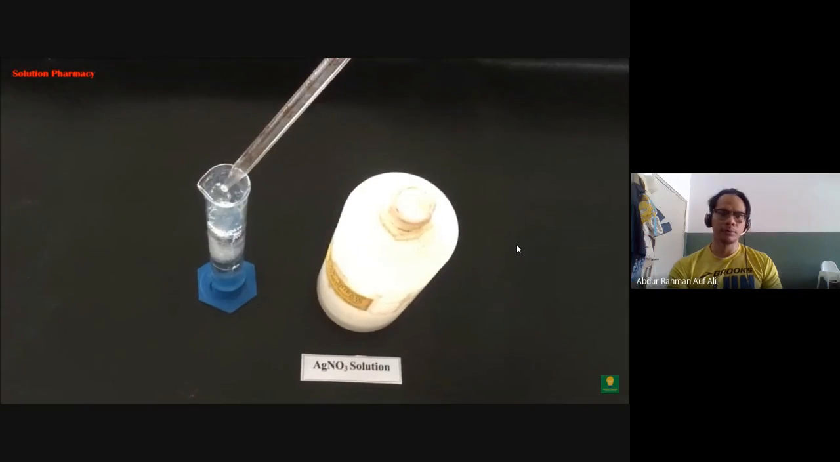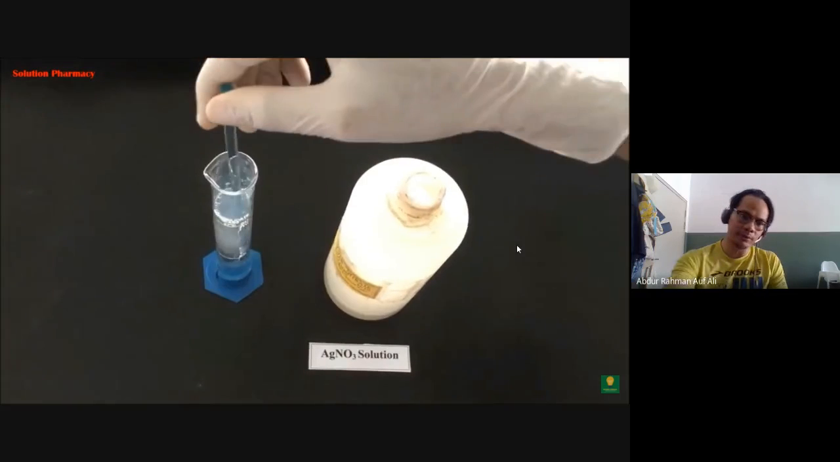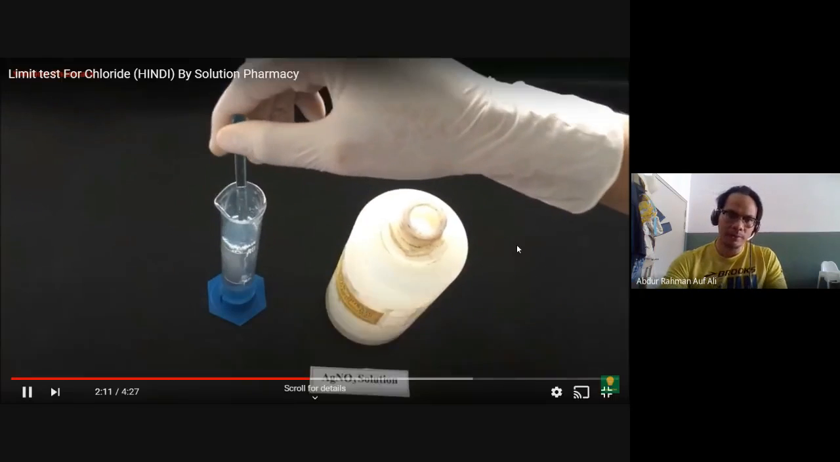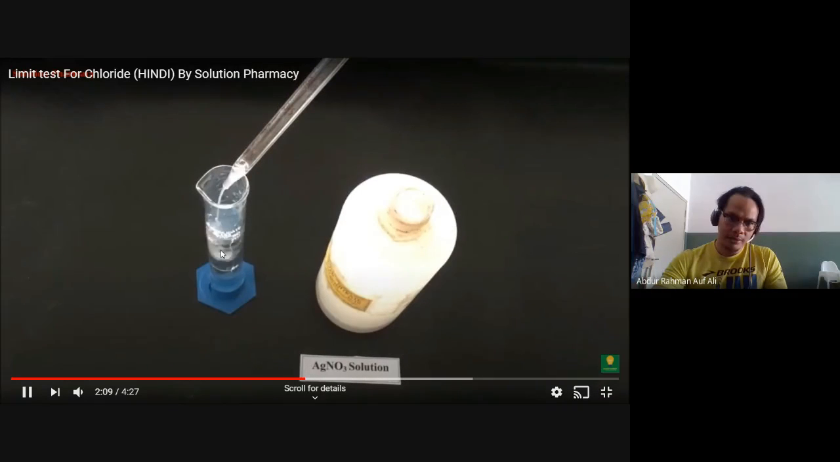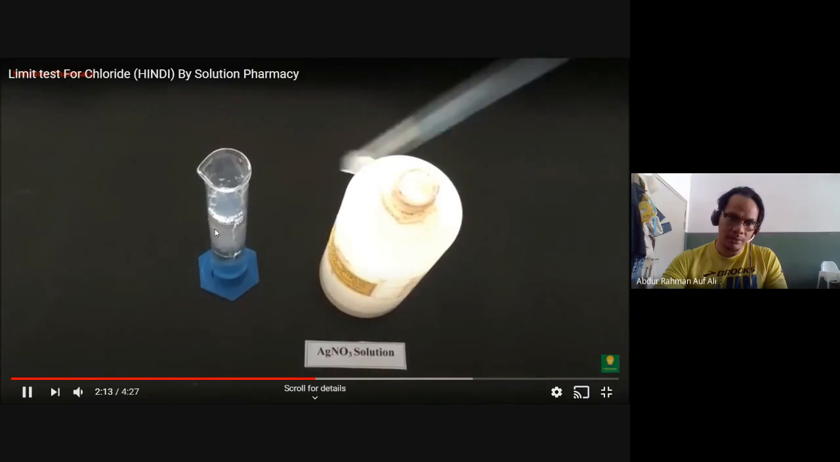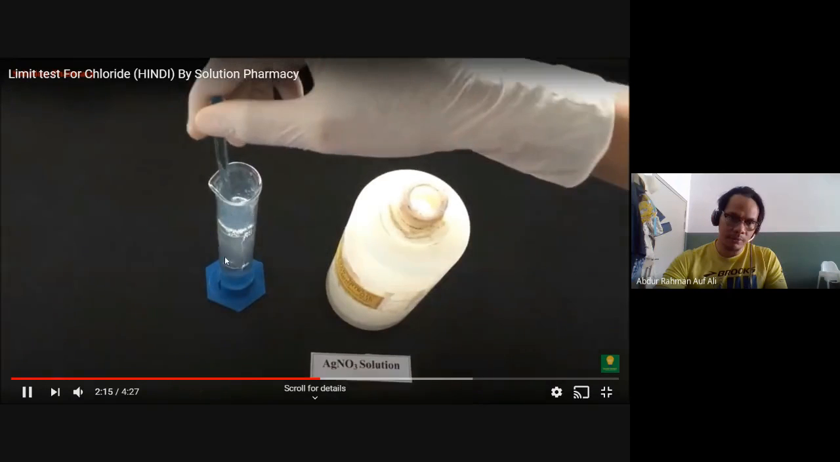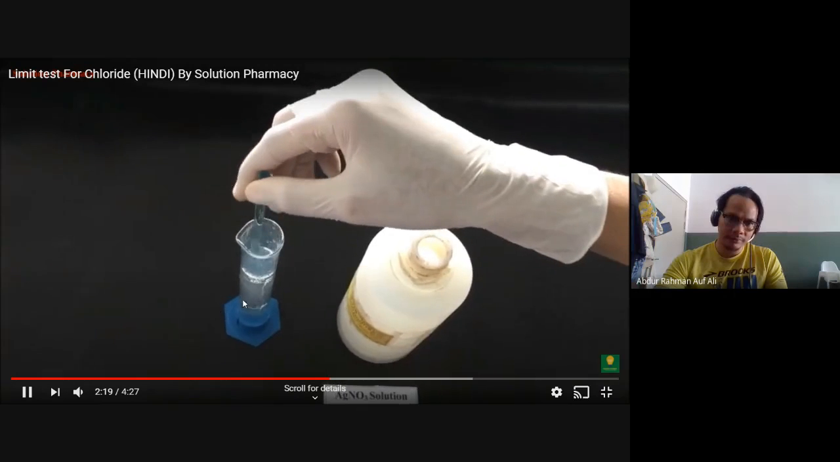Oh sorry, belum campur lagi silver nitrate. After you campur silver nitrate, baru kekeruhan akan terhasil. So as you can see here, bila dia masuk je, dia bubur je silver nitrate, you can see dia jadi keruh. So that means the chloride ion in the solution bertindak balas with silver nitrate, menghasilkan silver chloride.